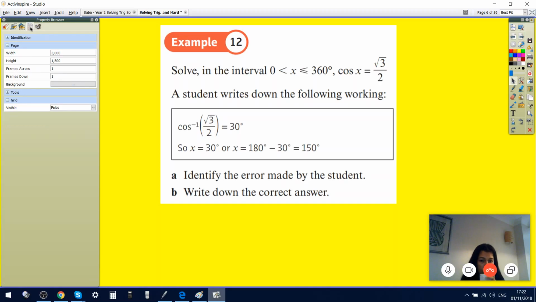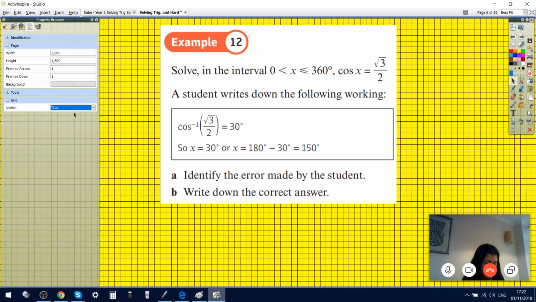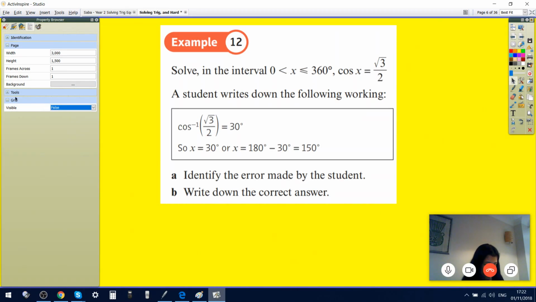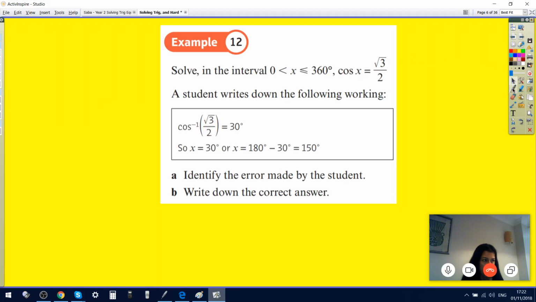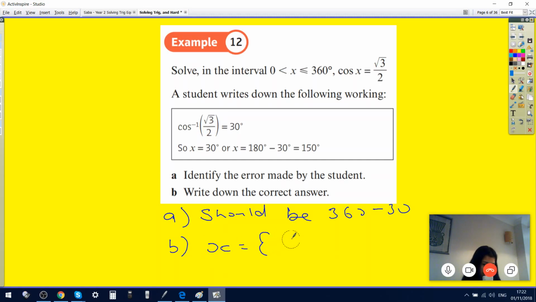Cos x equals root 3 over 2. Cos minus 1 of root 3 over 2 is 30. So x equals 30 or x... Oh, it's not 180 minus 30. What should it be? 360 minus 30. And so what is the correct answer then? 330. Yeah, so x is equal to 30 and 330. That's fine.